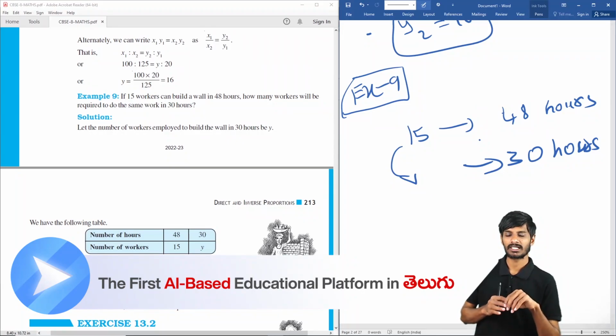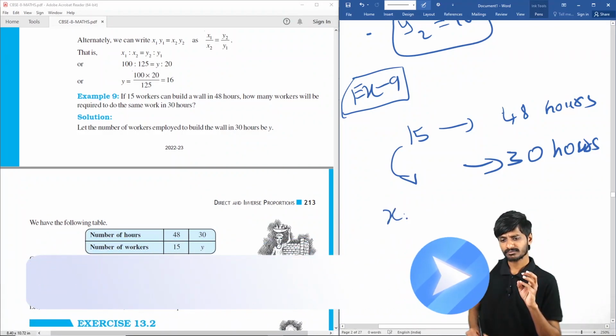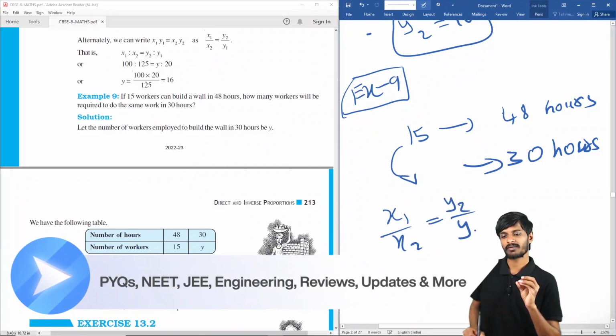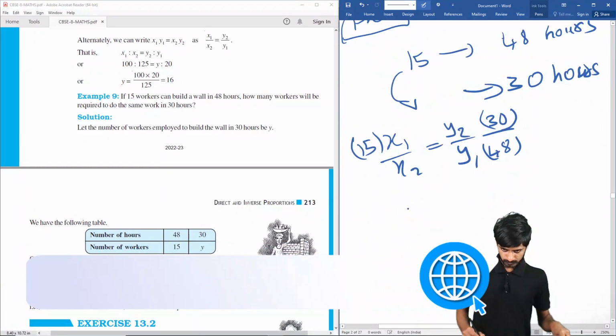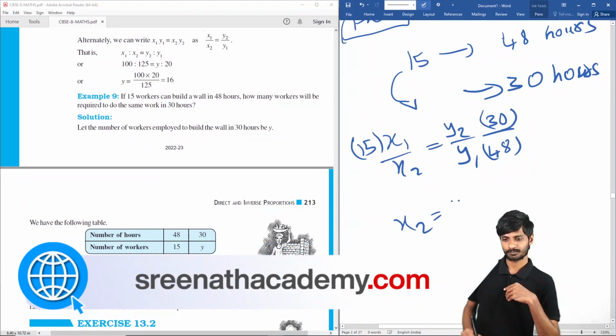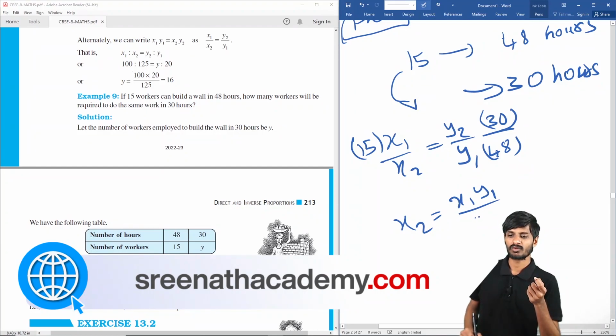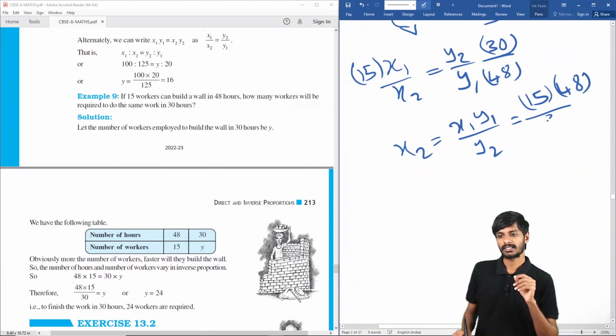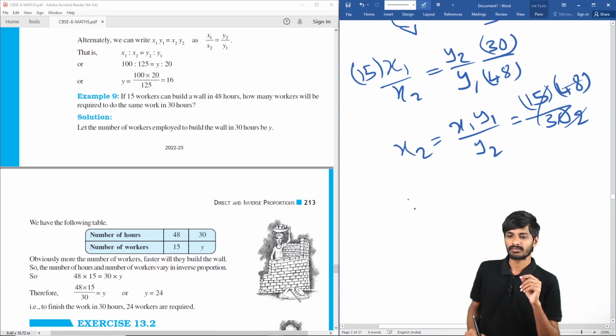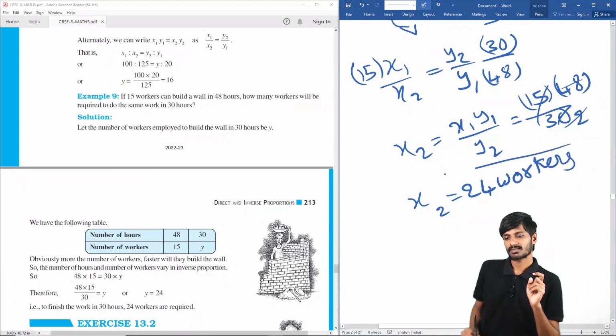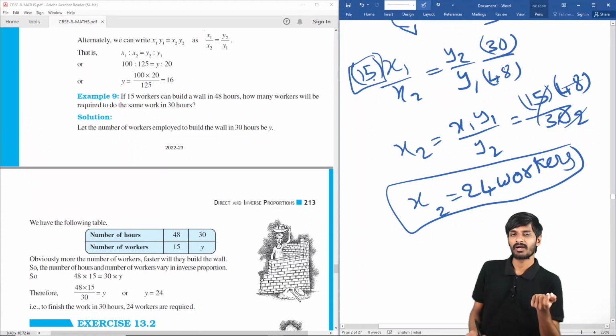In the case of inverse proportional relation, x1 by x2 is equal to y2 by y1. Here x1 is 15 and x2 we have to find out, y1 is 48 hours and y2 is 30 hours. Finally x2 is equal to x1 y1 by y2, which is 15 into 48 divided by 30. So it is 24. How many workers are required? 24 workers are required to do the task. Previously 15 workers were required, now 24 workers are required to do the task.